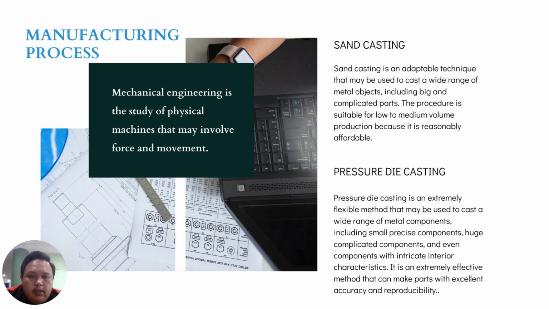The second process is pressure die casting. Pressure die casting is an extremely flexible method that may be used to cast a wide range of metal components, including small precise components, huge complicated components, and even components with intricate material characteristics. It is an extremely effective method that can make parts with excellent accuracy and reproducibility.